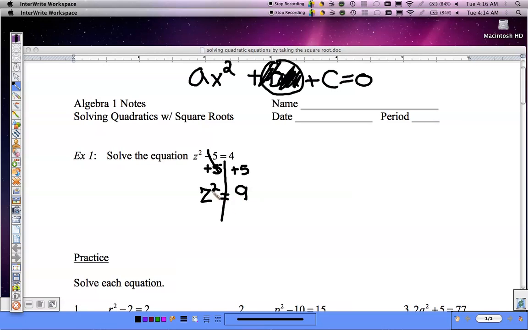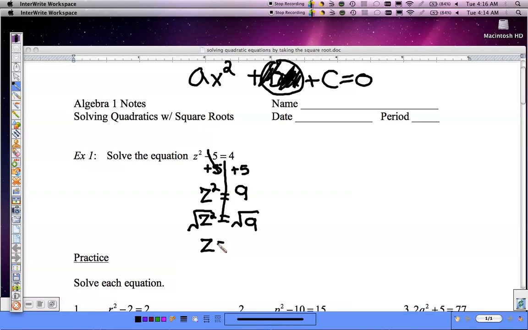Now, to get rid of the square, we want to do the inverse operation. Just like if we had multiplication, we would divide. If we have addition, we perform subtraction. So the opposite of squaring a number is taking the square root of a number. So what we're going to do is say the square root of z squared is equal to the square root of 9. The square root of z squared is just z. Squaring and square rooting undo each other.